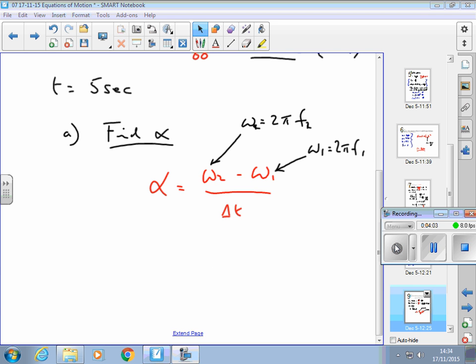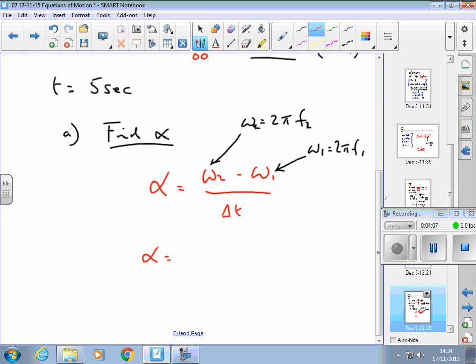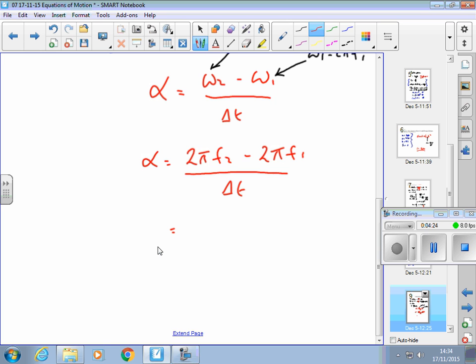So let's have a look at this. Alpha equals, if I'd done it this way, look, 2 pi f2, because that's omega 2, is it not? Minus 2 pi f1, because that's omega 1, over delta t. That might have helped me to simplify things a bit. What could I do? Think about what we were doing this morning. We were factorizing. Does 2 pi come outside a bracket? Leaving what inside the bracket? F2 take away F1 over delta t.